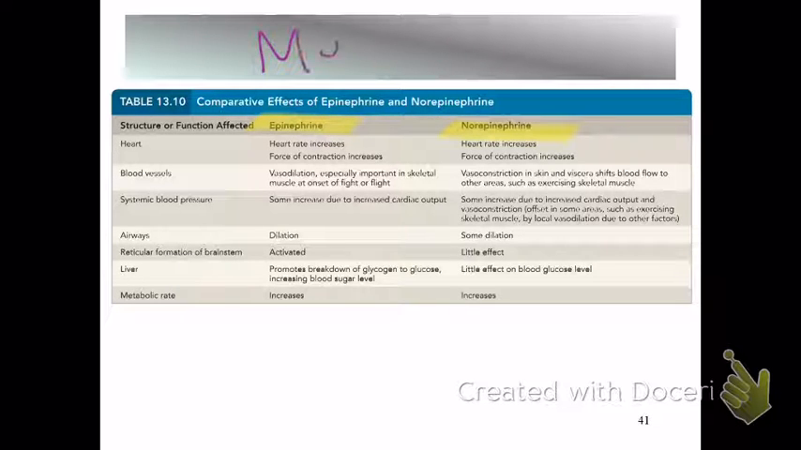Epinephrine and norepinephrine. Now, what do they do? They work together. They increase heart rate. You almost have a wreck, boom, and your heart rate speeds up really fast. That's why epinephrine and norepinephrine release. These are steroid hormones, and they have a fast reaction. Force of contraction increases. So they make your blood speed up, your heart speed up.